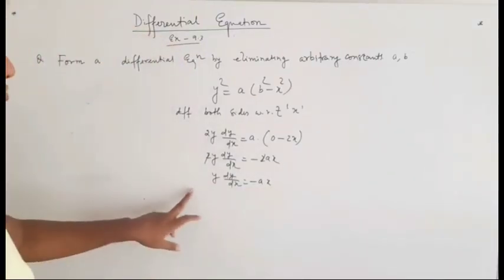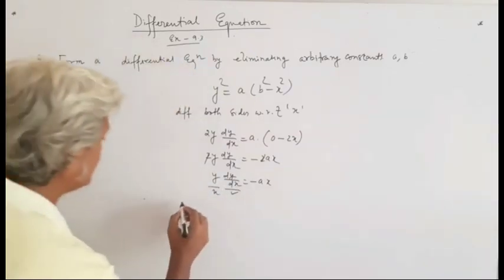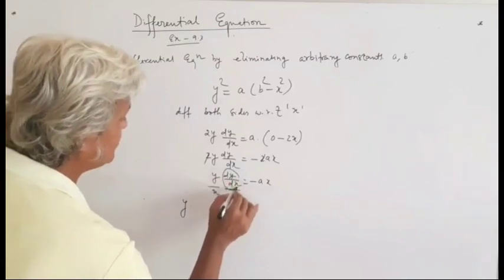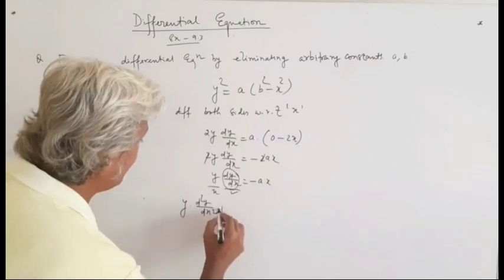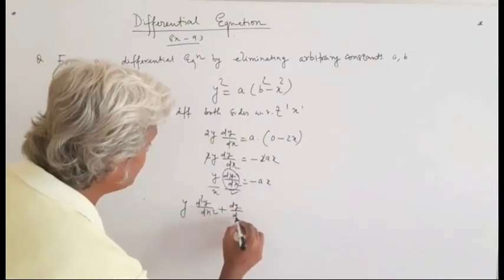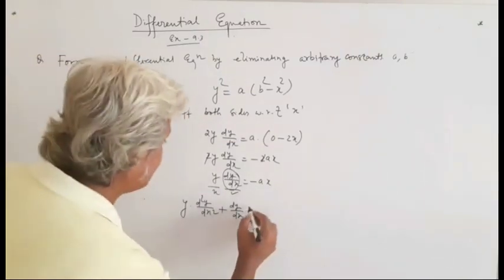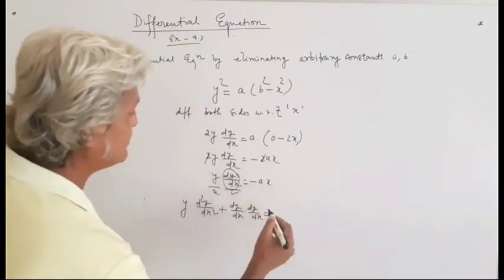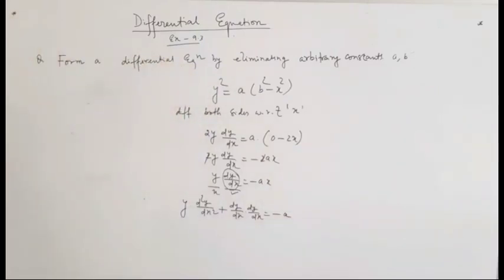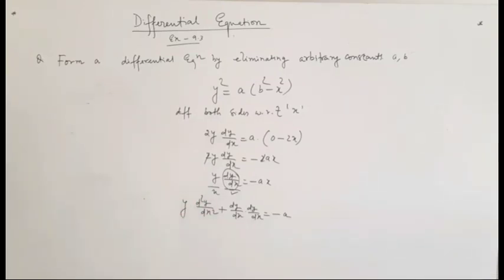Now I have to differentiate this whole thing again, but this is now treated as a product, uv. So we write y unchanged, differentiation of dy over dx, that is d square y over dx square, plus dy by dx unchanged, and differentiation of y is dy over dx, and differentiation of x becomes 1, that is minus a. So we have our equation like this.